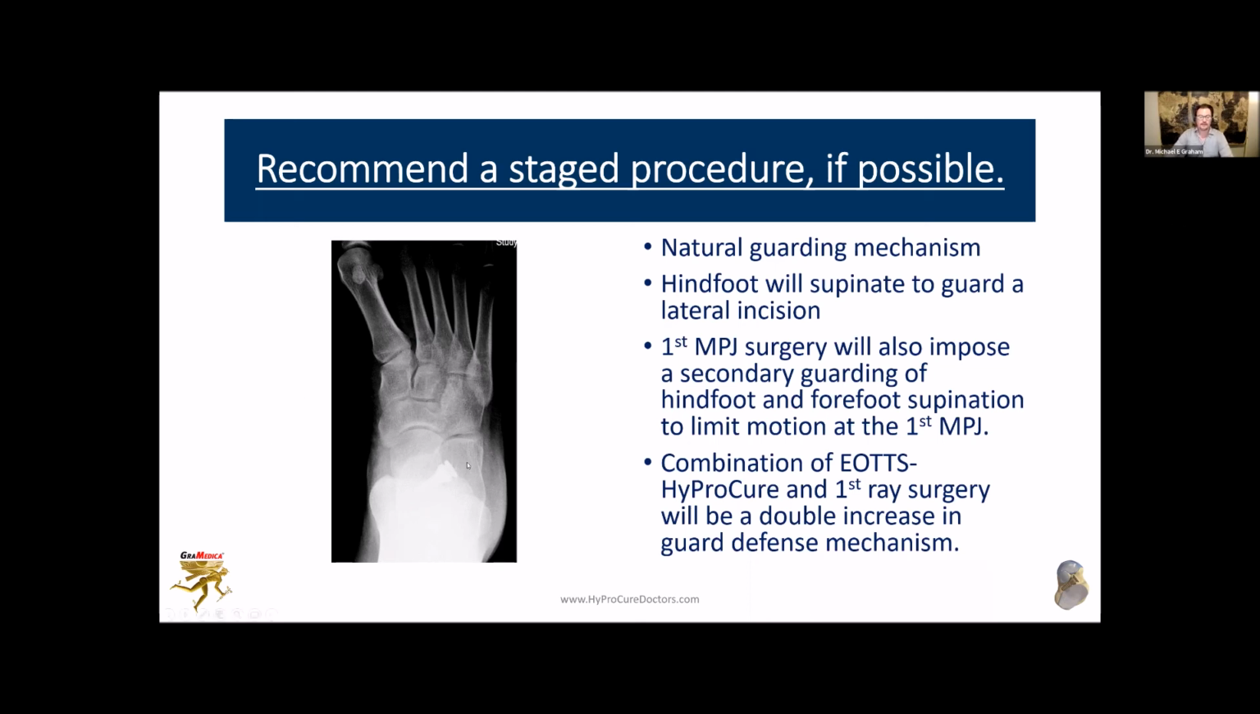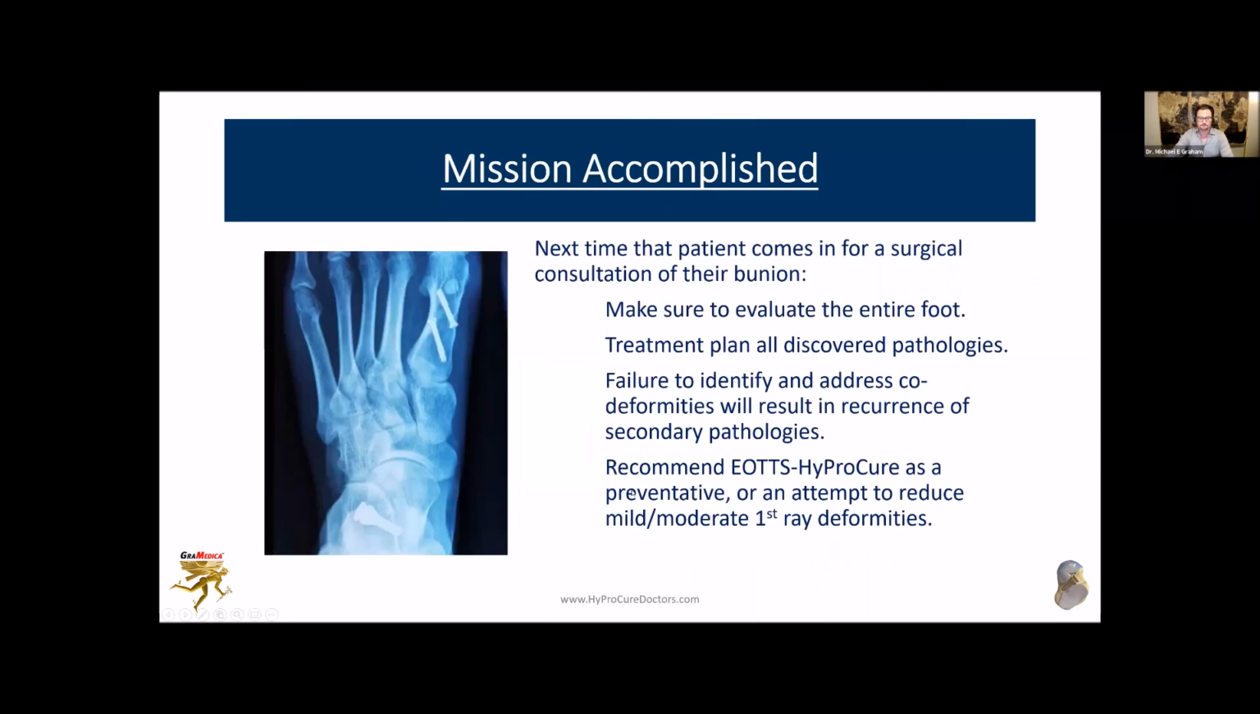So when you put in the HyProCure first and you allow the body to heal from that, you also can see if you even need to do a first ray procedure or not, but that way the patient's going to have a better recovery. It'll be a faster recovery with less complications, because when they start guarding their hindfoot and forefoot, it's going to take a while for that to go away.